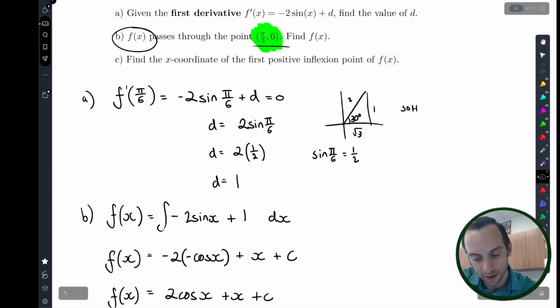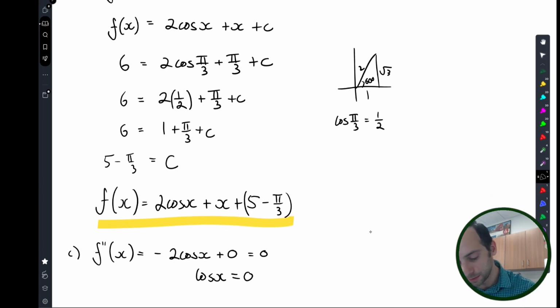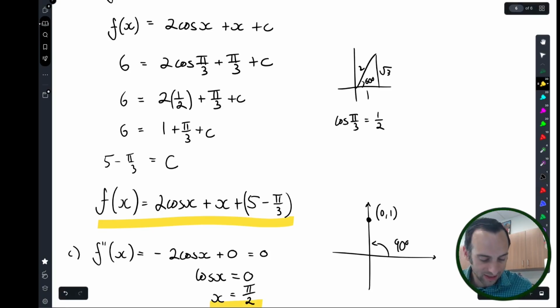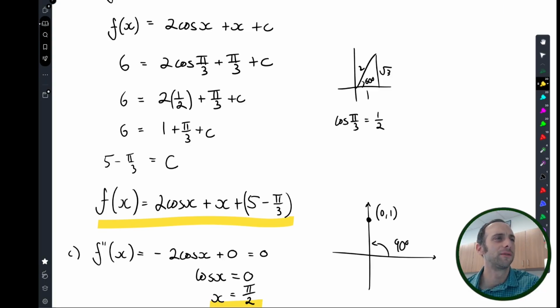Okay? We want the first positive inflection point. So how do we solve this? That's more unit circle work. We are looking for places on the unit circle where the x-coordinate is 0. Okay? That would be right up here at the top of the unit circle. x is the angle, which in radians here for us is simply pi over 2, or in degrees, 90 degrees. They just wanted the x-coordinate, so that's what we can find right there.